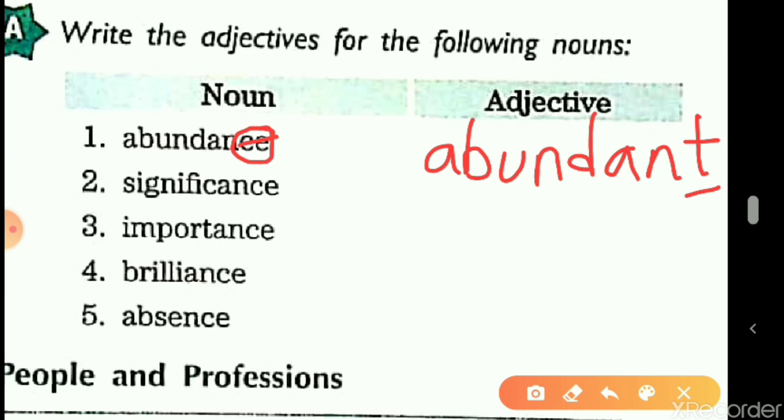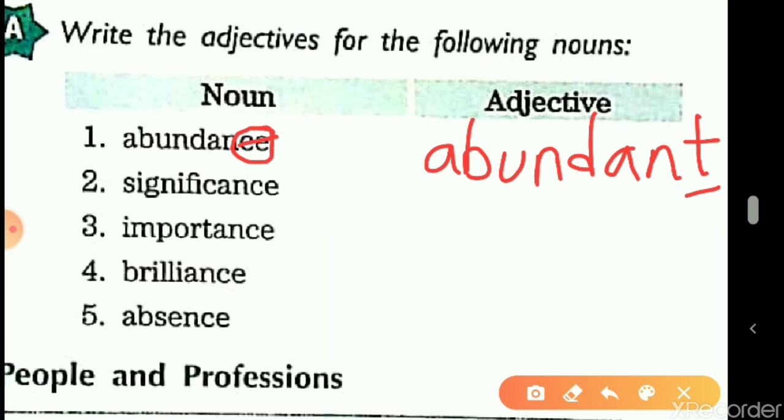So you keep in mind कि some nouns are changed into adjectives by removing the c from the word. जो लास्ट में c है उसको रिमूव करके आपको उसकी जगह कौन सा वर्ड रिप्लेस करना है, t. So abundance has changed into abundant.